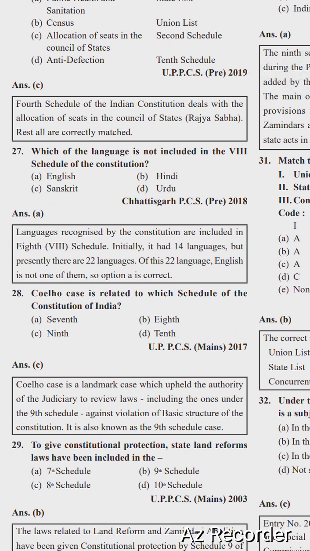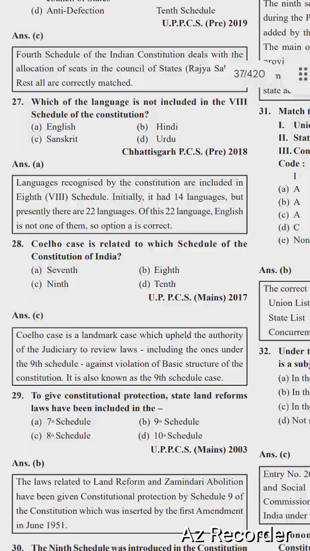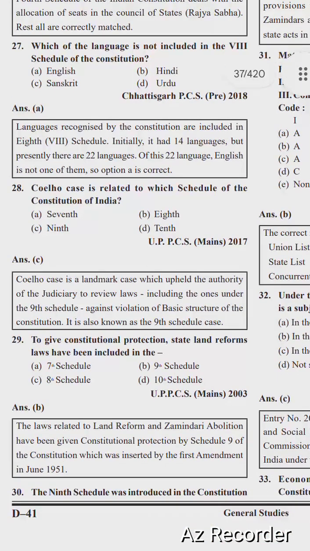So next question is, which of the languages is not included in the 8th schedule of the Constitution? Options are English, Hindi, Sanskrit, and Urdu. Right option is option number A, English. Languages recognized by the Constitution are included in the 8th schedule. Initially, it had 14 languages, but presently there are 22 languages. Of these 22 languages, English is not one of them, so option A is correct.